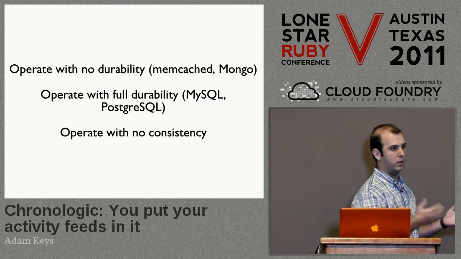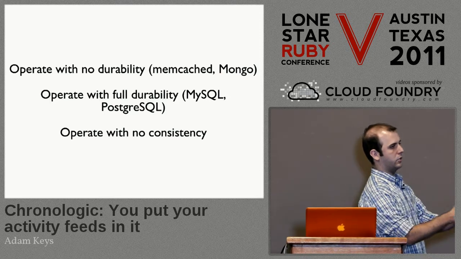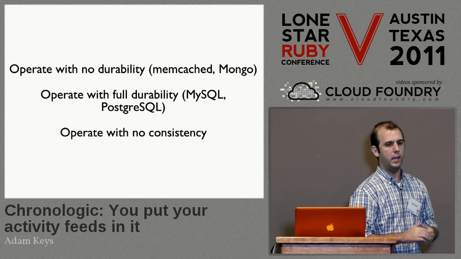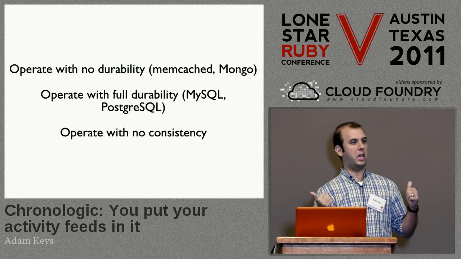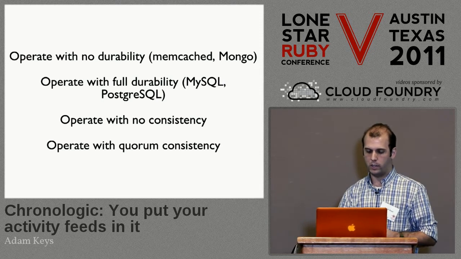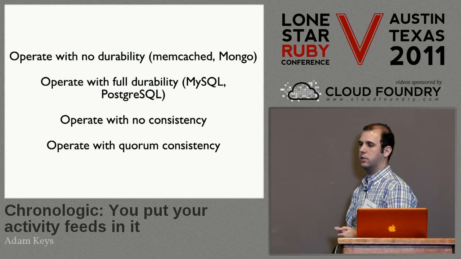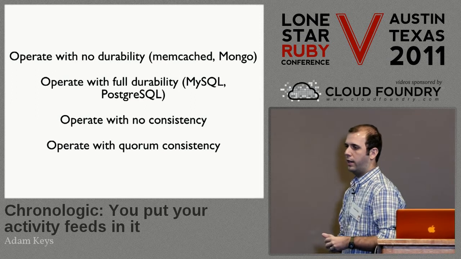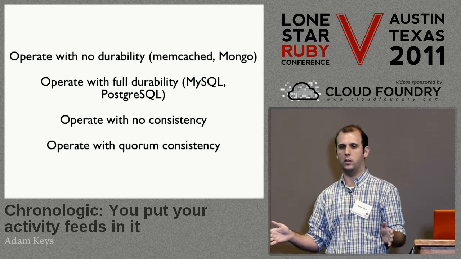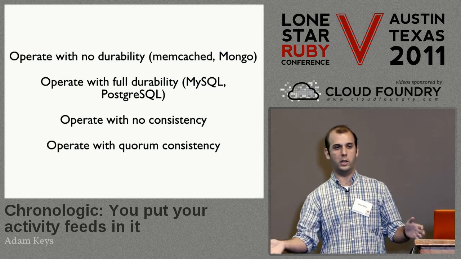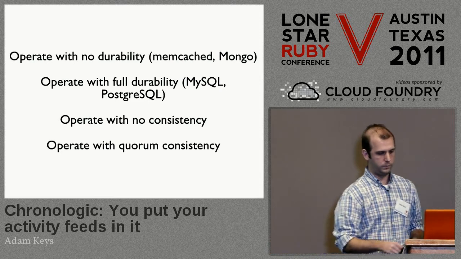You can operate with no consistency. So you can say, hey, just write this thing as fast as you can, and if I try to read that back, it's okay if you don't show that to me. Or it can operate with quorum consistency. So you say, write this thing, and as long as you can get a majority of the nodes that are supposed to store it to agree on the value, then we're good.